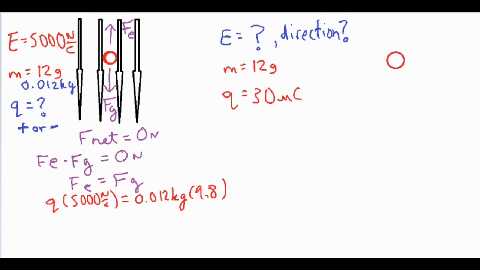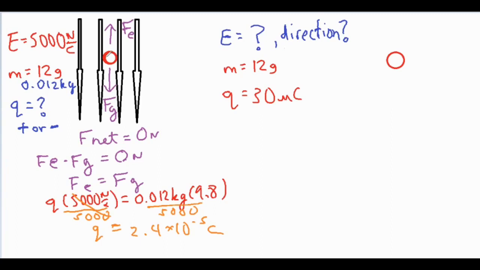And then we can go ahead and divide each side by 5,000. And then we have our value of Q, which comes out to 2.4 times 10 to the negative fifth power in coulombs. Now we want to figure out whether that Q is a positive or negative value. This is really just giving us the magnitude of the charge.